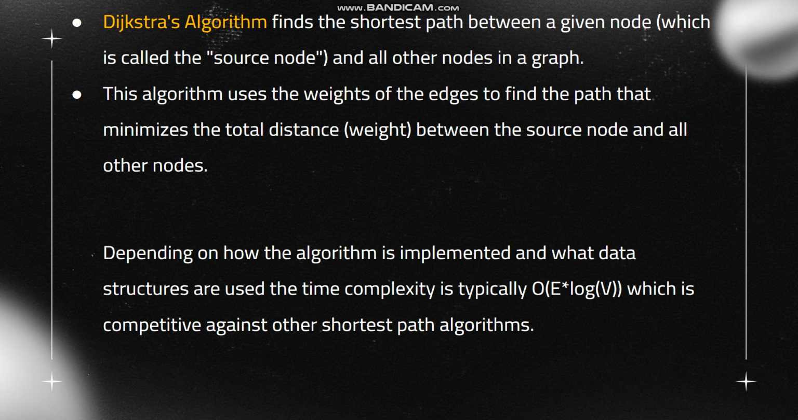This algorithm uses the weights of the edges to find the paths that minimize the total distance between the source node and all other nodes. The main point in Dijkstra's algorithm is that all weights must be positive values. Depending on how the algorithm is implemented and what data structure it uses, the time complexity is typically O(E log V), where E is edges and V is vertices, which compares well against other shortest path algorithms.